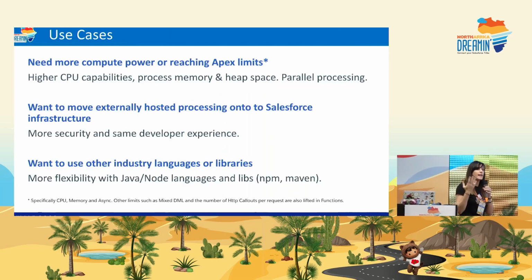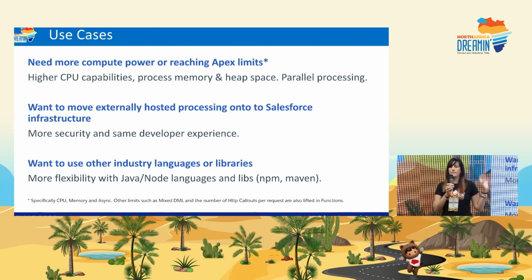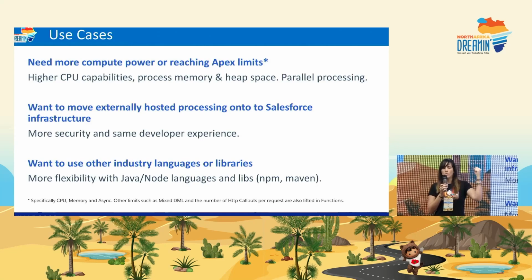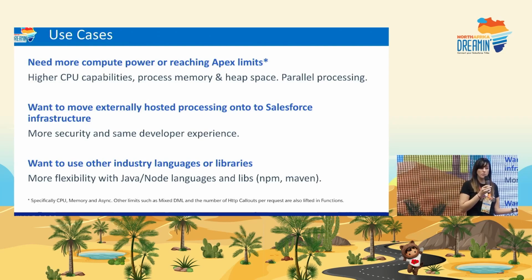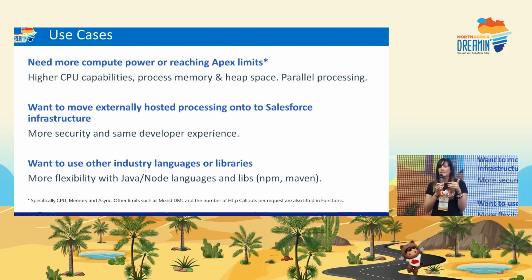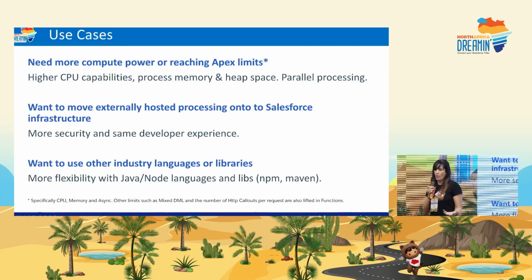So which use cases can you implement with functions? I like to summarize this in three groups of use cases. First of all, remember that I told you that you have more CPU capacity, more memory, and more heap size. So any processes that you have running in Salesforce written in Apex, with which you are reaching Apex governor limits, are good candidates to be moved to functions, because they are going to run in this new infrastructure that is scalable, has elastic scale implemented, and is going to be much more powerful, right?